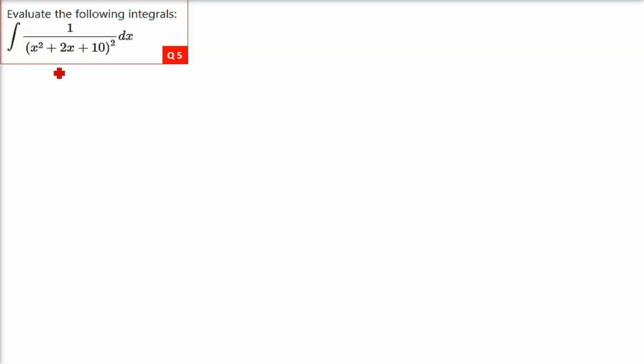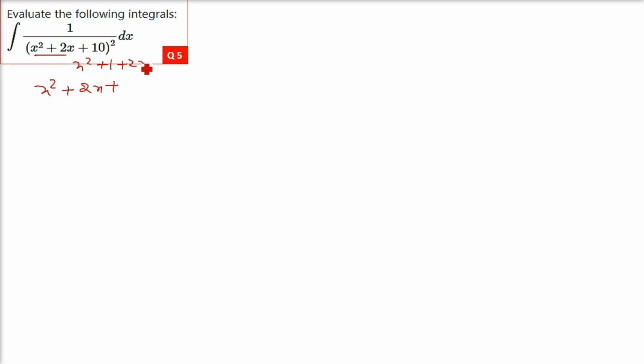So this is a different kind of question right now. We have 1 by x square plus 2x plus 10 whole square. Now wherever this x square plus 2x will come, just assume that x plus 1 is going to come anyways. That is the tip and trick of this question actually, and in most questions we have x square plus 2x whenever we encounter it.